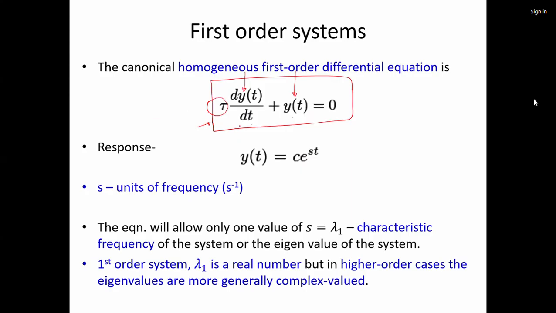The solution to this equation, or the response that you get from this equation, is typically in this form, where y as a function of time is some constant c times exponential of s times t, where s has a unit of frequency, which you can write as 1 over the time constant also.